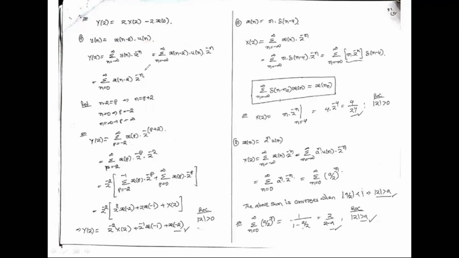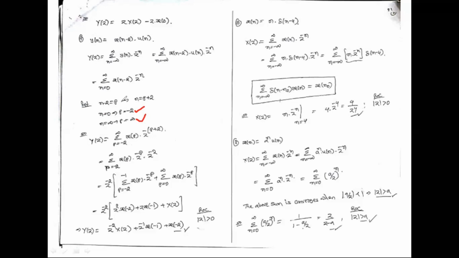Got it? So see, y of n is given as x of n minus 2 mu of n, and the definition is the sum from minus infinity to infinity of y of n z power minus n. And what is the y of n given? X of n minus 2 mu of n, z power minus n. And the mu of n changes the limits from 0 to infinity, and keep the value 1 here. The sum from 0 to infinity of x of n minus 2 z power minus n. Let n minus 2 be equal to p, you can assume n is equal to p plus 2. Changing the limits of n to p, the value is minus 2 to infinity.